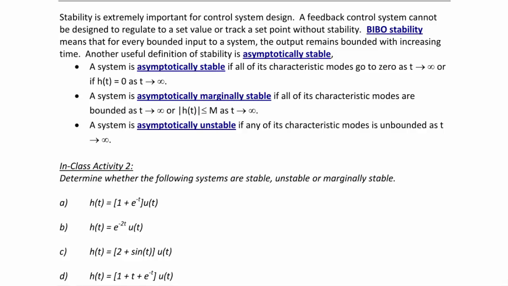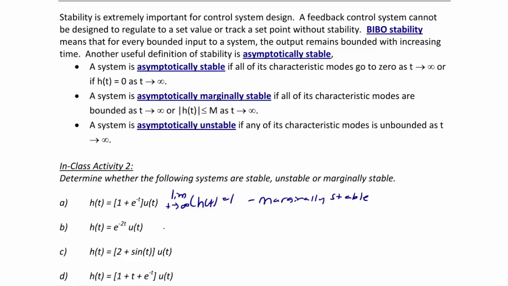All right, let's look at some examples. Determine whether the following systems are stable, unstable, or marginally stable, and these are all with respect to asymptotically stable. h(t) is equal to (1 + e^(-t)) u(t). For this one, the limit as t goes to infinity of h(t) is equal to 1. So we would say that it is marginally stable.